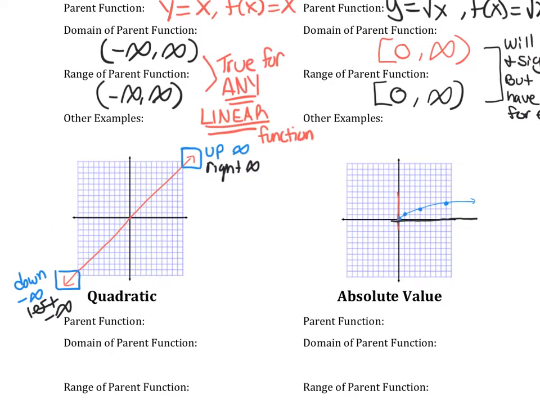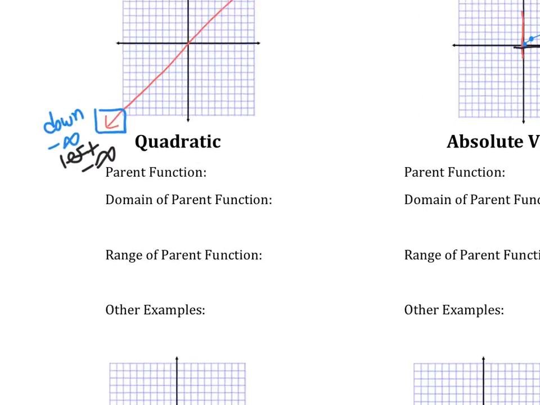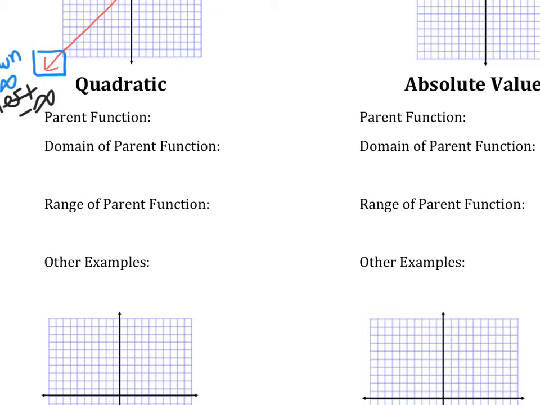shape. Our next parent function is the quadratic, which is y equals x squared, or again with our function notation, f of x equals x squared.